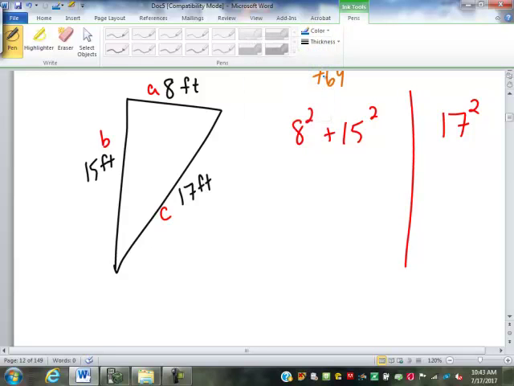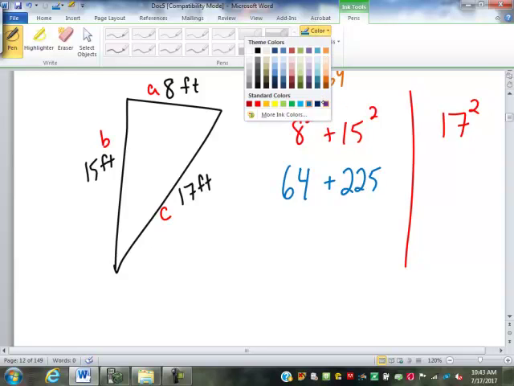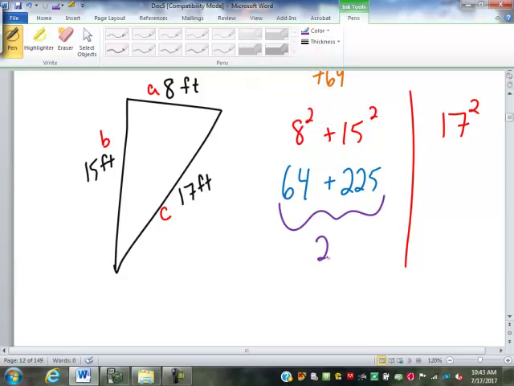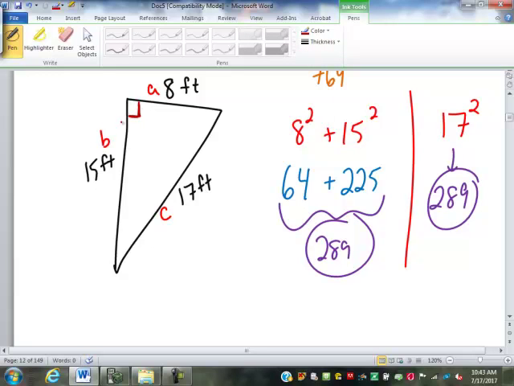What is 8 squared? 64. Good. 64. 15 squared? 225. That adds up to 289. What is 17 squared? 289. So that is a right triangle. Where does my right angle go? Here we go. Between the top left corner. Between A and B. Between the two legs. The two shorter sides. Perfect.